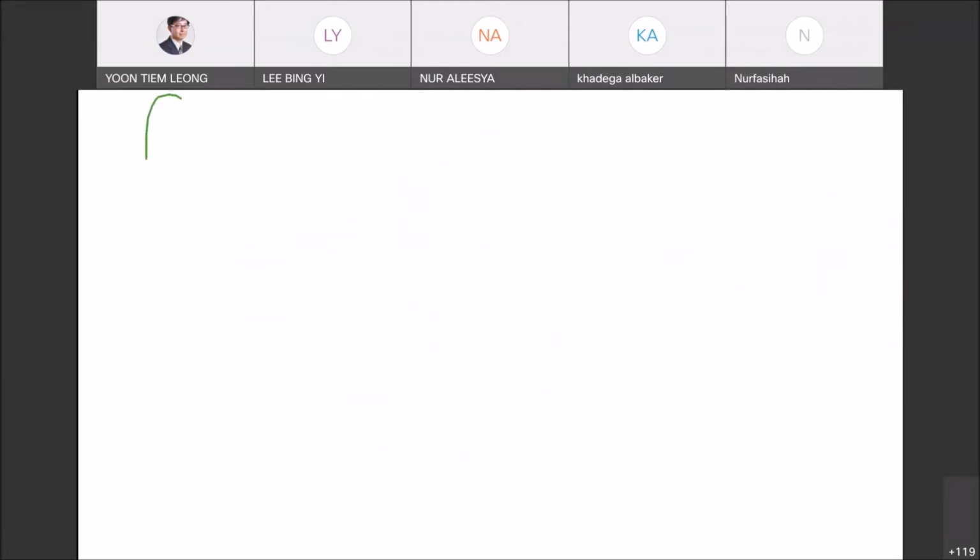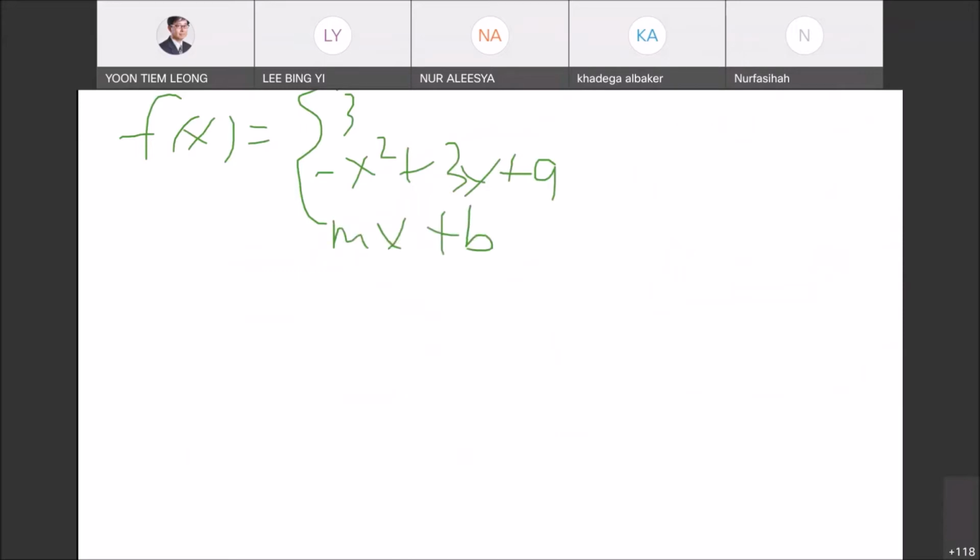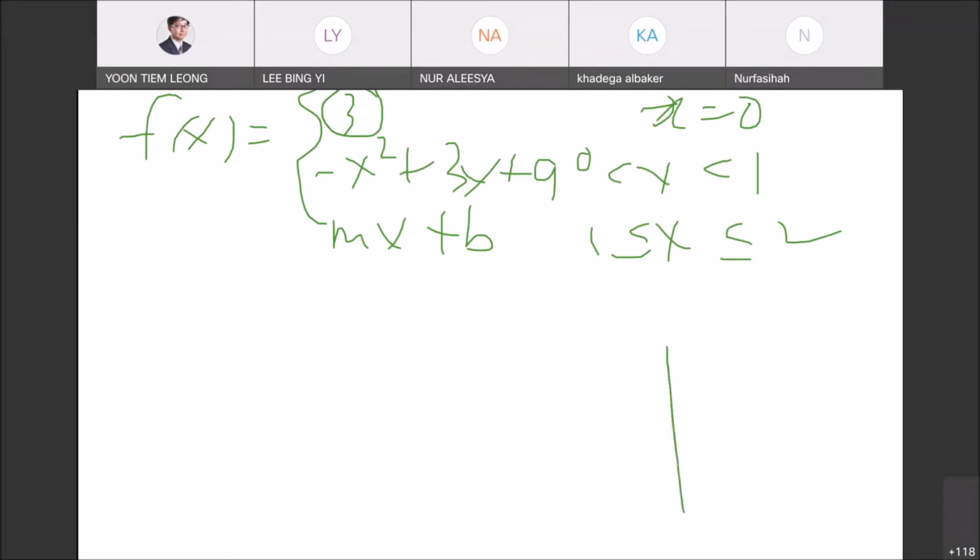So the function f equals 3, minus x squared plus 3x plus a, and mx plus b, when x equals 0, x between 0 and 1, x between 1 and 2. So the first thing you would have to do is to accommodate the first piece of information, that is f(x) equals 3 when x equals 0. So the function I have mentioned has to be like this.